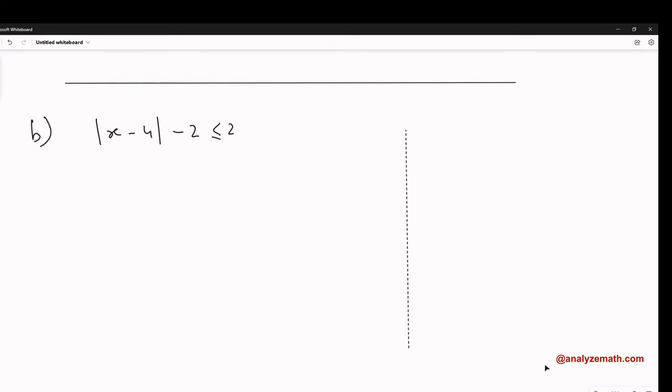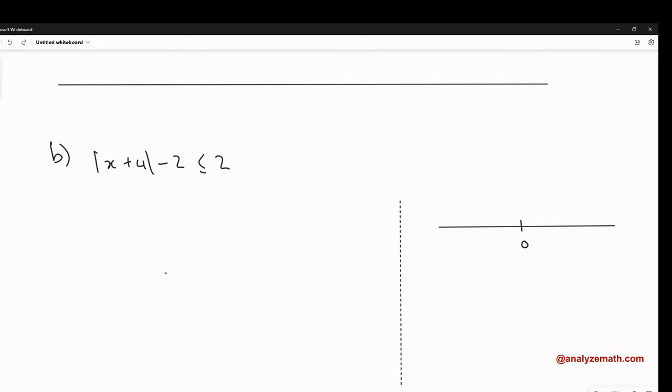Now let's go and solve part B. The inequality in part B is given by absolute value of x plus 4, minus 2, less than or equal to 2. Now let's go here to the number line and try to solve a very simple inequality with absolute value less than or equal to k. Now this is k, this is negative k.